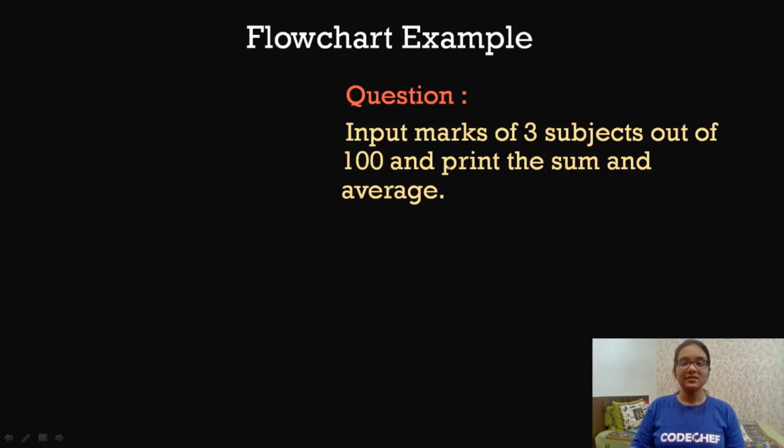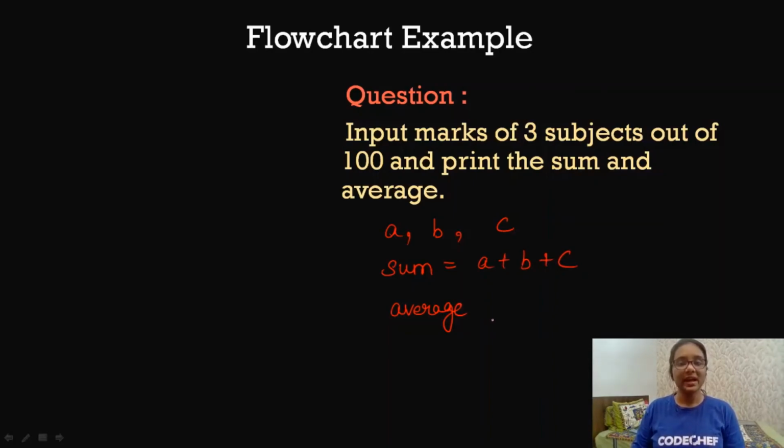So our question is that we need to input the marks of 3 subjects out of 100 and print the sum and average. So let us take the marks to be A, B and C. These are the variable names we have chosen for the 3 subjects for which the marks will be input by us. And we need to find out the sum and average. So the sum will be, it's very simple, A plus B plus C. That will be the sum of the 3 subjects.